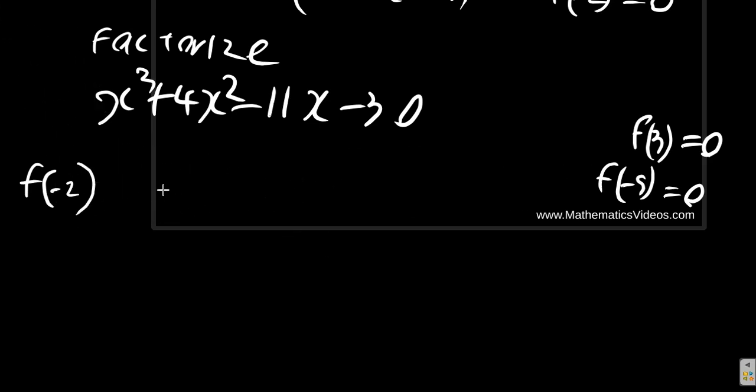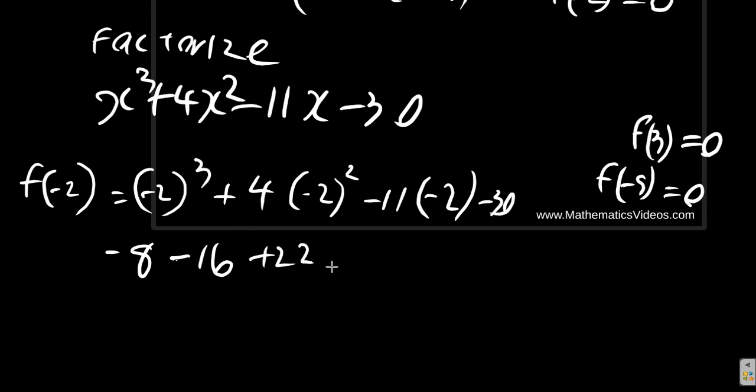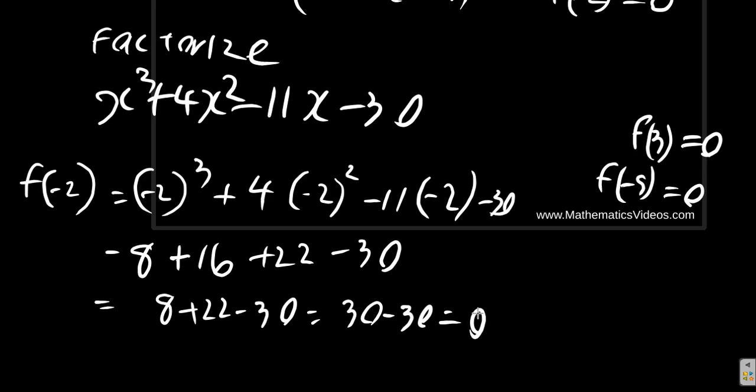So negative 2 is negative 2 cubed plus 4 times negative 2 squared minus 11 times negative 2 minus 30 gives you negative 8. 2 2s 4, 4 4s 16, so plus 16. Plus 22, so it's a plus here, plus 22 minus 30. Negative 8 plus 16 is 8. 8 plus 22 minus 30. 8 and 22 is 30, so it's 30 minus 30, which is 0. Okay, so you just found a value of x that makes this 0.